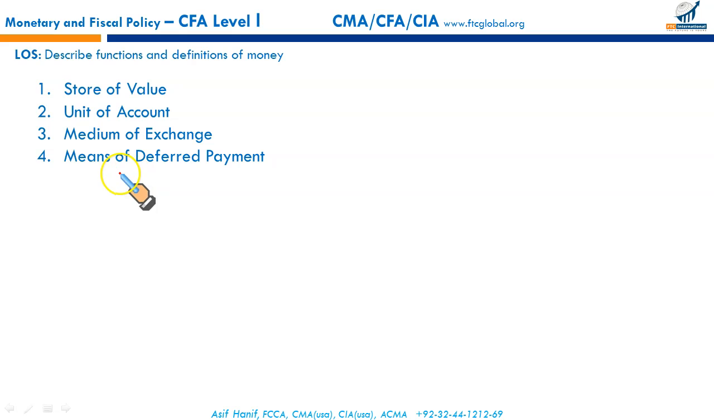Then money as a means of deferred payment. What does it mean? It means that I can consume some goods or services on credit with the promise that I will pay for these goods and services in the future. So you can buy goods and services and the payment for it can be made in the future. So money is used as a means of deferred payment.